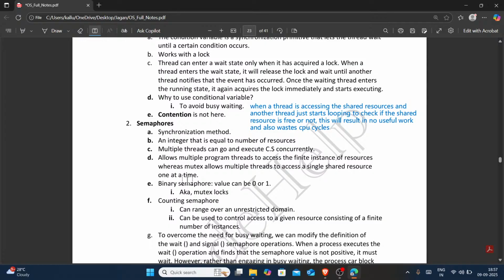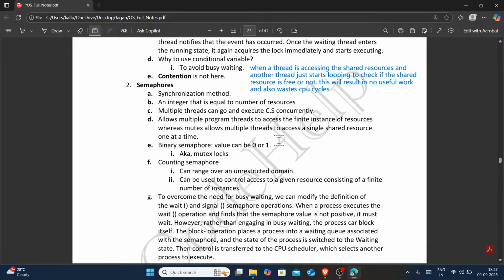Okay, mutexes help us in maintaining a single shared resource among multiple threads, whereas semaphores help us in maintaining multiple resources among multiple threads. Okay, that's the difference.